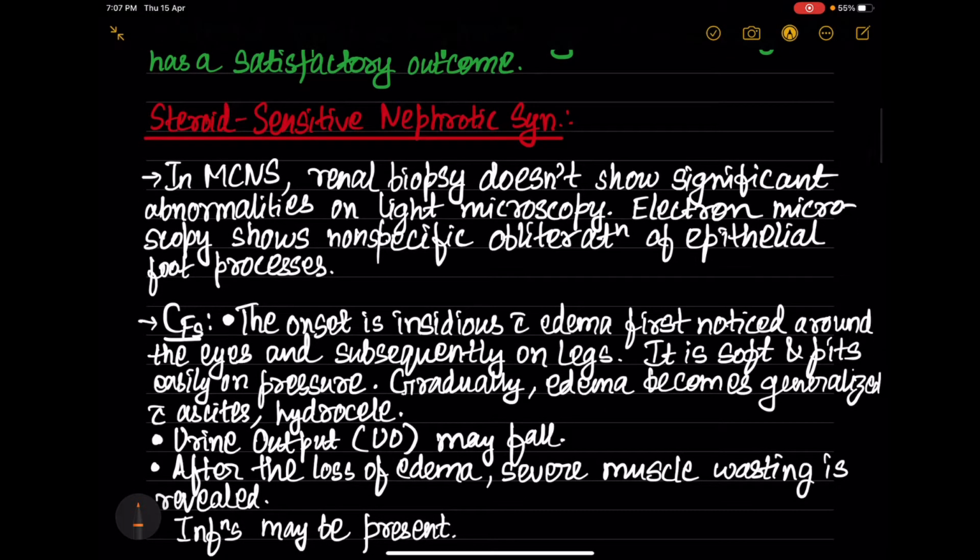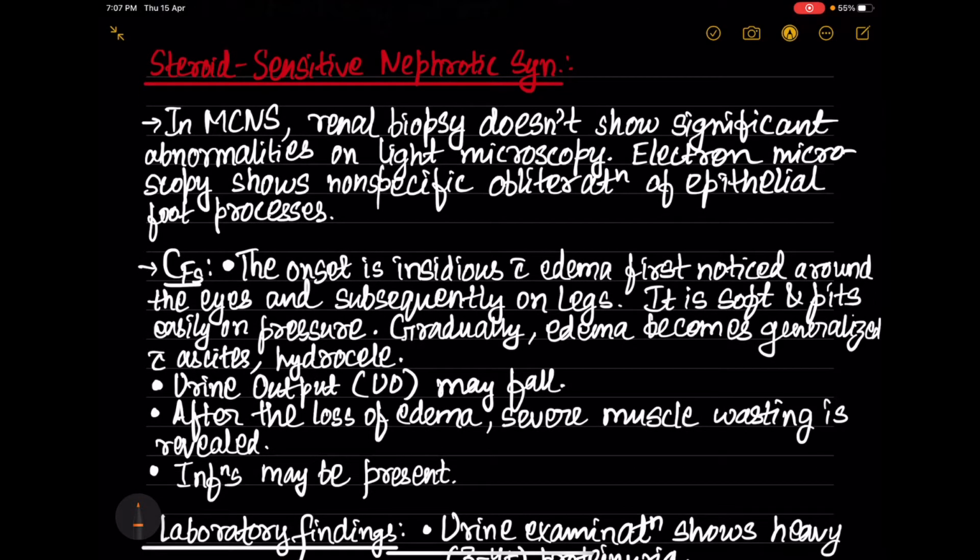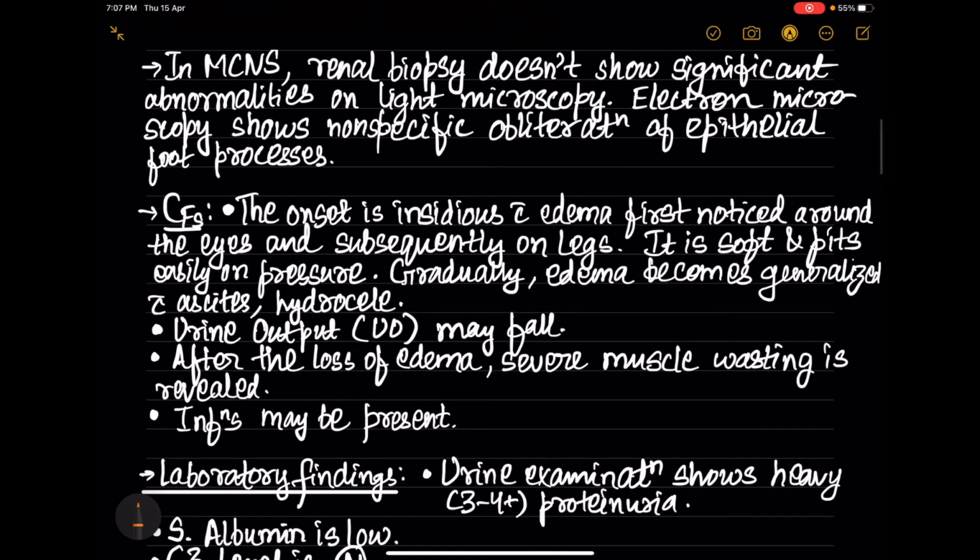Now coming to the clinical features, the onset is insidious with edema first noticed around the eyes and subsequently on the legs. It is soft and pits easily on pressure. Gradually the edema becomes generalized and there will be associated ascites and hydrocele. Then urine output may fall. After the loss of edema, severe muscle wasting is revealed in case of nephrotic syndrome. In nephrotic syndrome, infections may also be present.